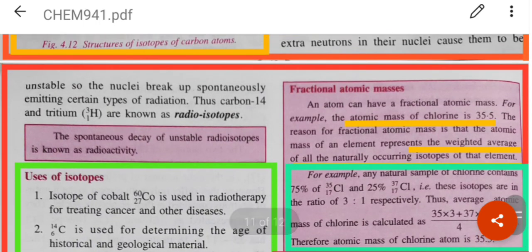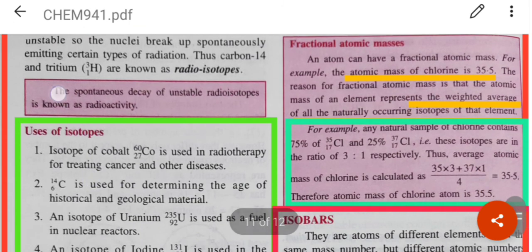Now, a few isotopes are radioactive. Radioactive means they emit harmful radiations. For example, carbon-14 and tritium are known as radioisotopes. And the spontaneous, continuous decay of unstable radioisotopes is known as radioactivity.